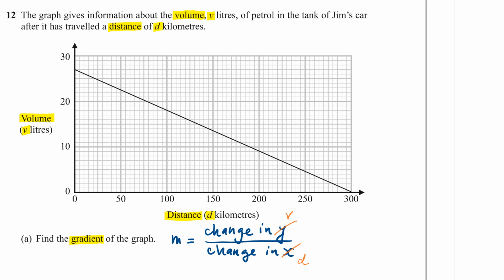To read off the gradient, we pick 2 coordinate points from this line, 118 and another one, 0, 27. The line is going downwards, so we will have a negative gradient. The change in the y direction is -9 and the change in the x direction is 100. The gradient is -9 over 100, or, as a decimal, -0.09.